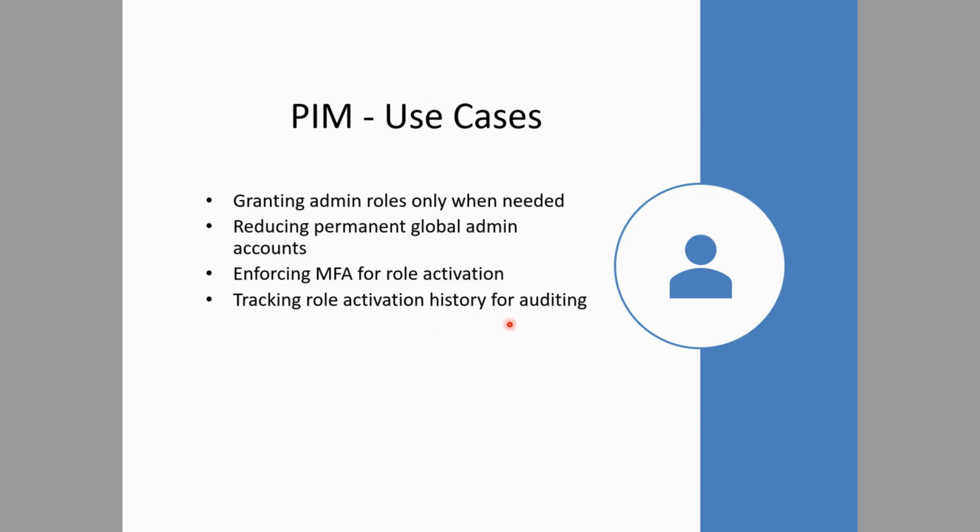Apart from that, tracking role activation history for auditing. In the history that we have seen, we can check who has activated the role, which role has been activated by which users, and what the time is for that. So these are some use cases that we can go ahead and check for PIM itself.